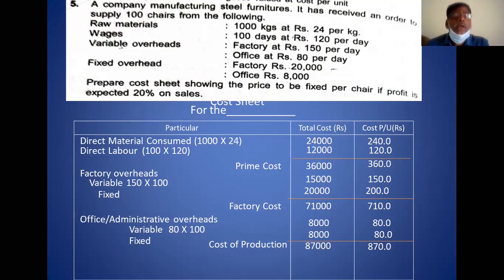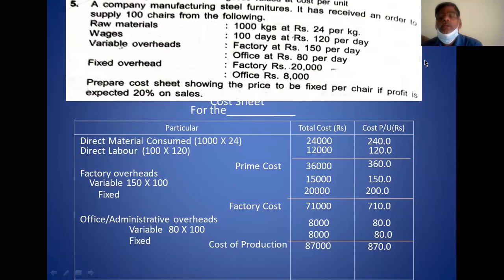Then regarding selling and distribution overhead, there is no information. That means there is no selling and distribution overhead. Therefore, this is the cost of sale. This is the cost of sale, and they expect 20% profit on sale. Their expectation is 20% profit on sale.